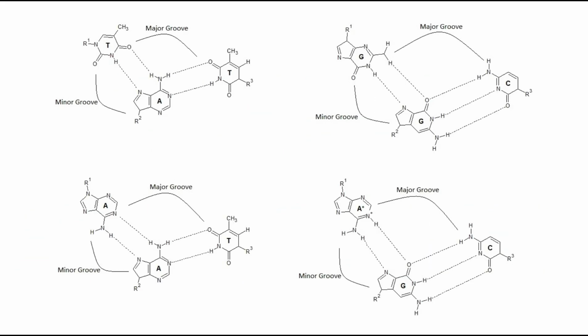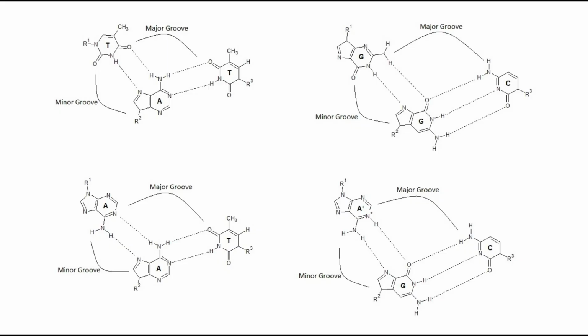So the main feature of Hoogsteen pairing is base conformation, where the purine is syn and the pyrimidine is anti, and the hydrogen bonds face the Hoogsteen edge in the major groove, giving more groove exposure. They are less stable but more flexible, and they are found in triplex DNA, protein-DNA complexes, and lesions.